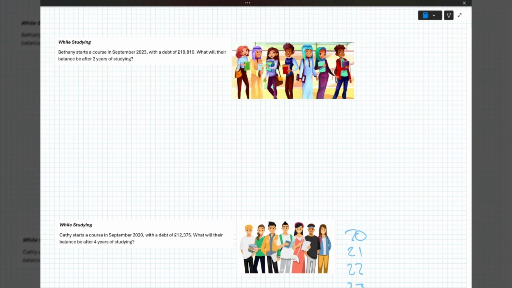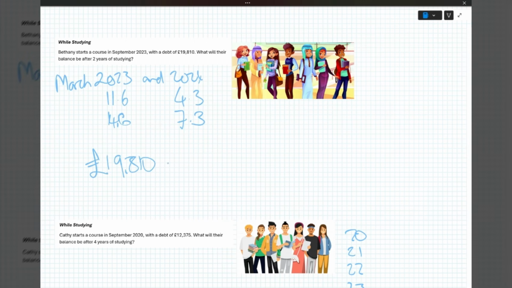So in September 2023, we've got to use March 2023 and the 2024 because we're doing this for 2 years. So March was 11.6 for 2023 and 4.3 for 2024. We then have to add those 3%, so 14.6 and 7.3, and then we turn them into decimal multipliers and apply the increase. So times by 1.146 and times by 1.073. So this one represents sort of the first year of change, and that represents the second year of change.